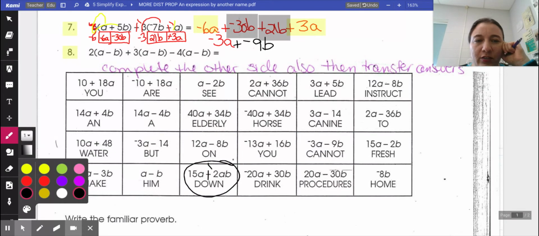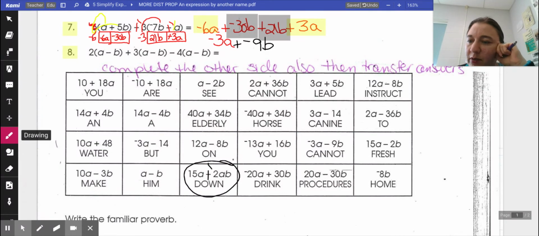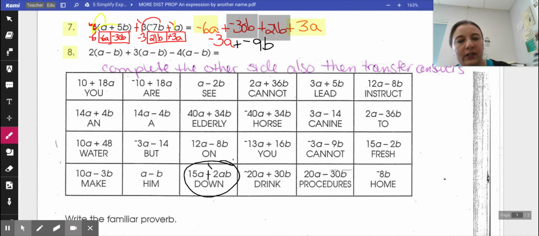And this is just like multiple choice. It seems silly, but you need to practice looking for the answers also. So I need negative 3a and a negative 9b. I think I found it right here at cannot.